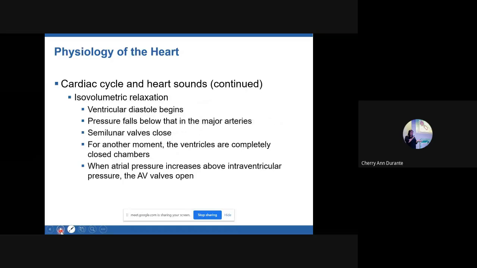Okay, so the isovolumetric relaxation, meaning the ventricular relaxation begins during this time. The semilunar valves close and the ventricles are now closed. The atria is now being filled. Ayan. Tumataas na yung pressure sa iyong atria.